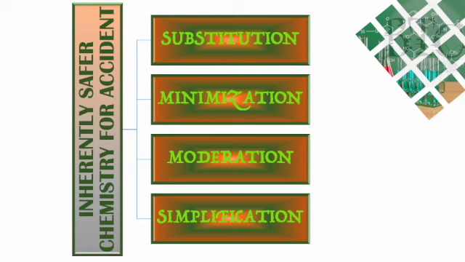And last of all, you can employ simplification of the complex steps so as to reduce the risk of failures and accidents. So, in short, you can create safer chemistry so as to prevent any kind of accident by adopting either of these steps.